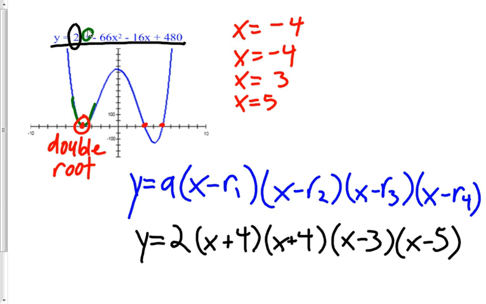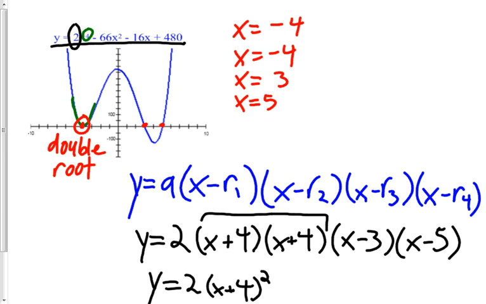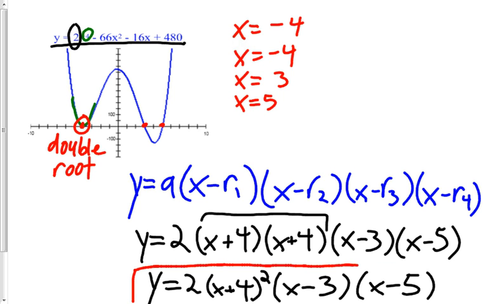Now, my factored form is almost complete, but I would like to combine some like terms to make this look even neater. So I'll have y is equal to 2 multiplied by x plus 4 squared. I find this because x plus 4 times x plus 4 is x plus 4 squared. I multiply that by x minus 3 multiplied by x minus 5.